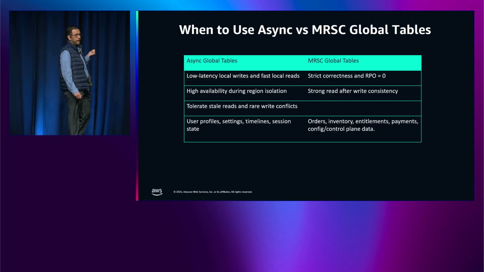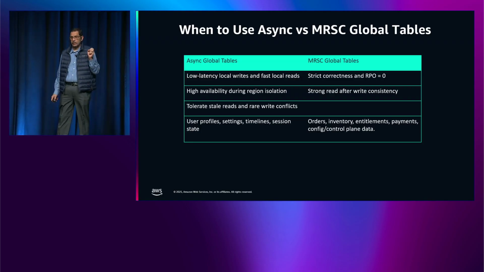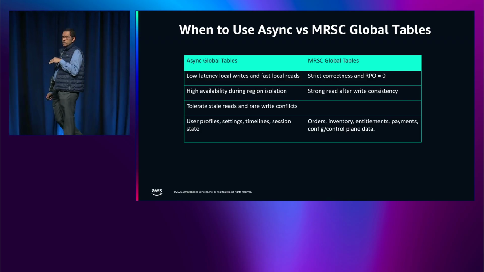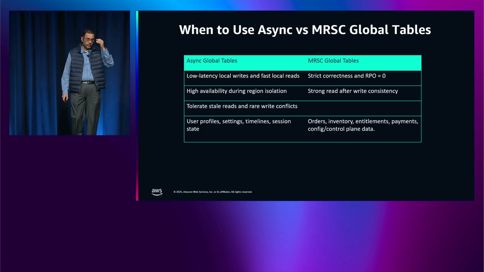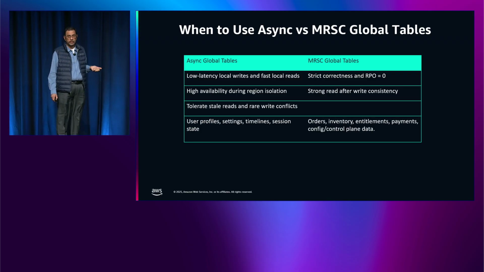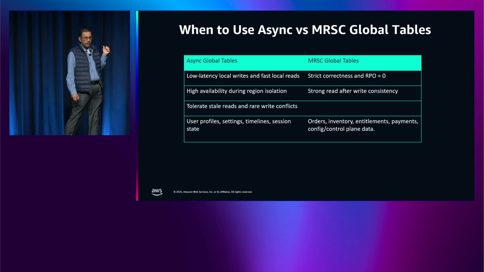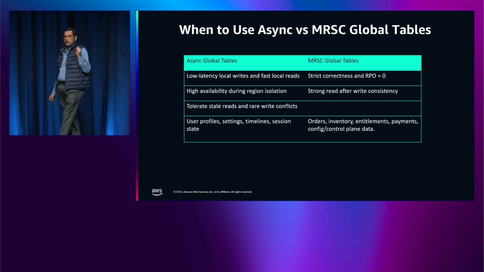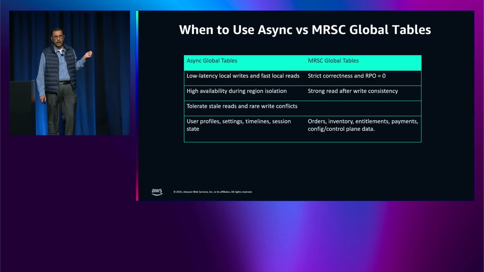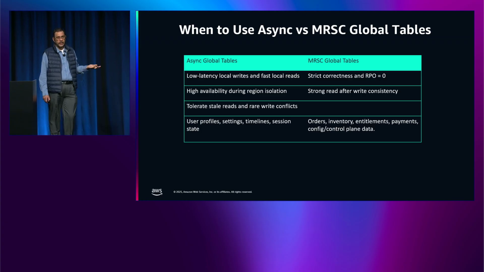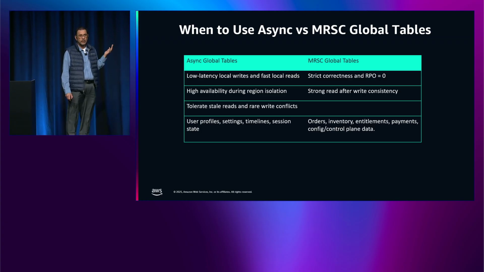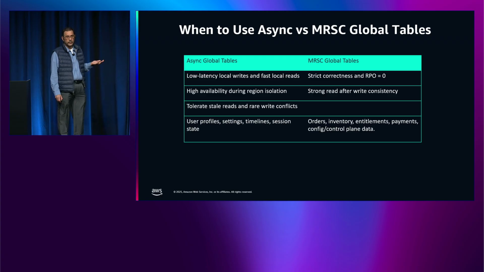When you're building your application, one of the choices you're going to have to make is, should you use eventually consistent global tables or strongly consistent global tables? These are some of the things you have to keep in mind. With asynchronous global tables, there is no write cost across regions. Your writes are always in the local region. Your reads are always in the local region as well.